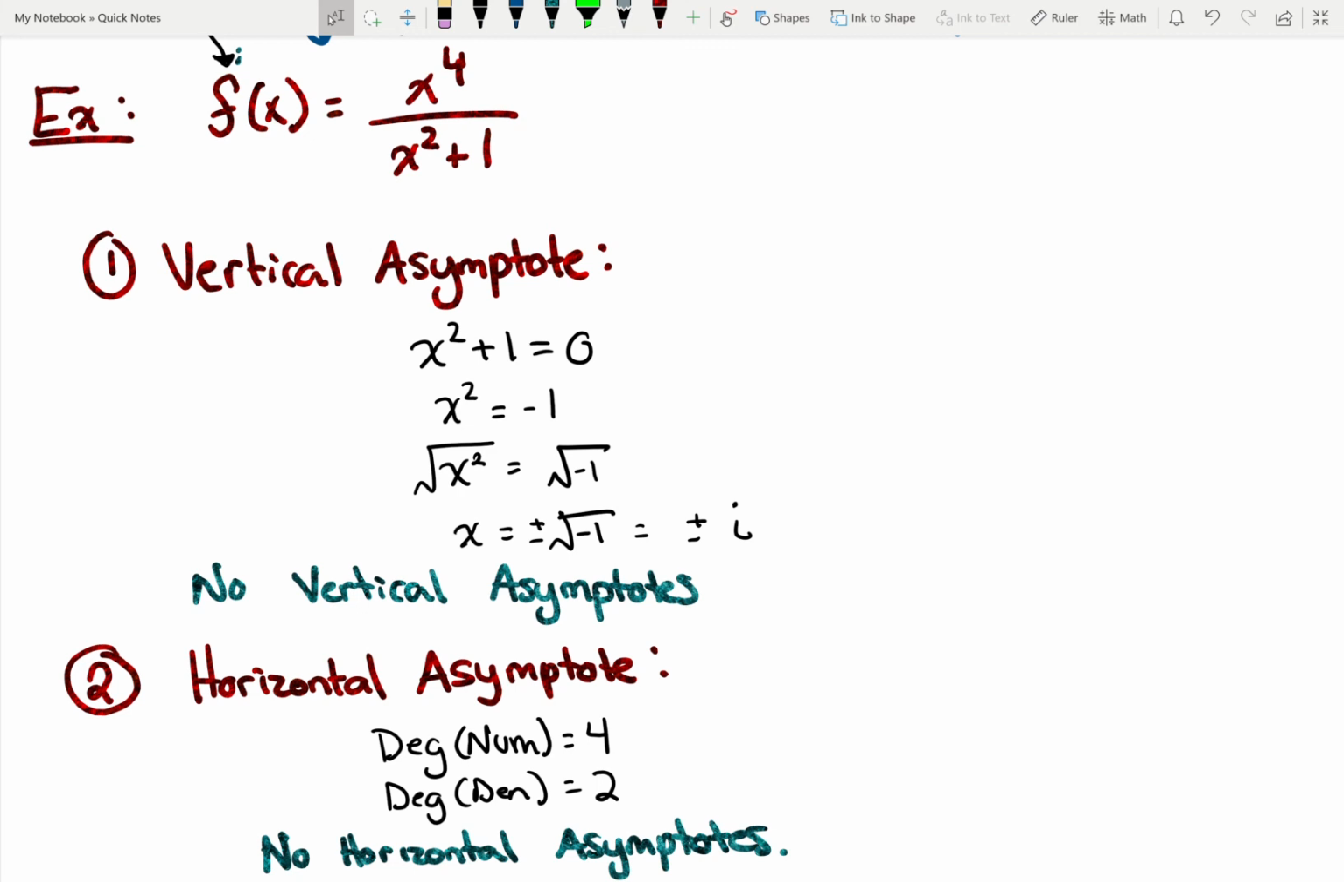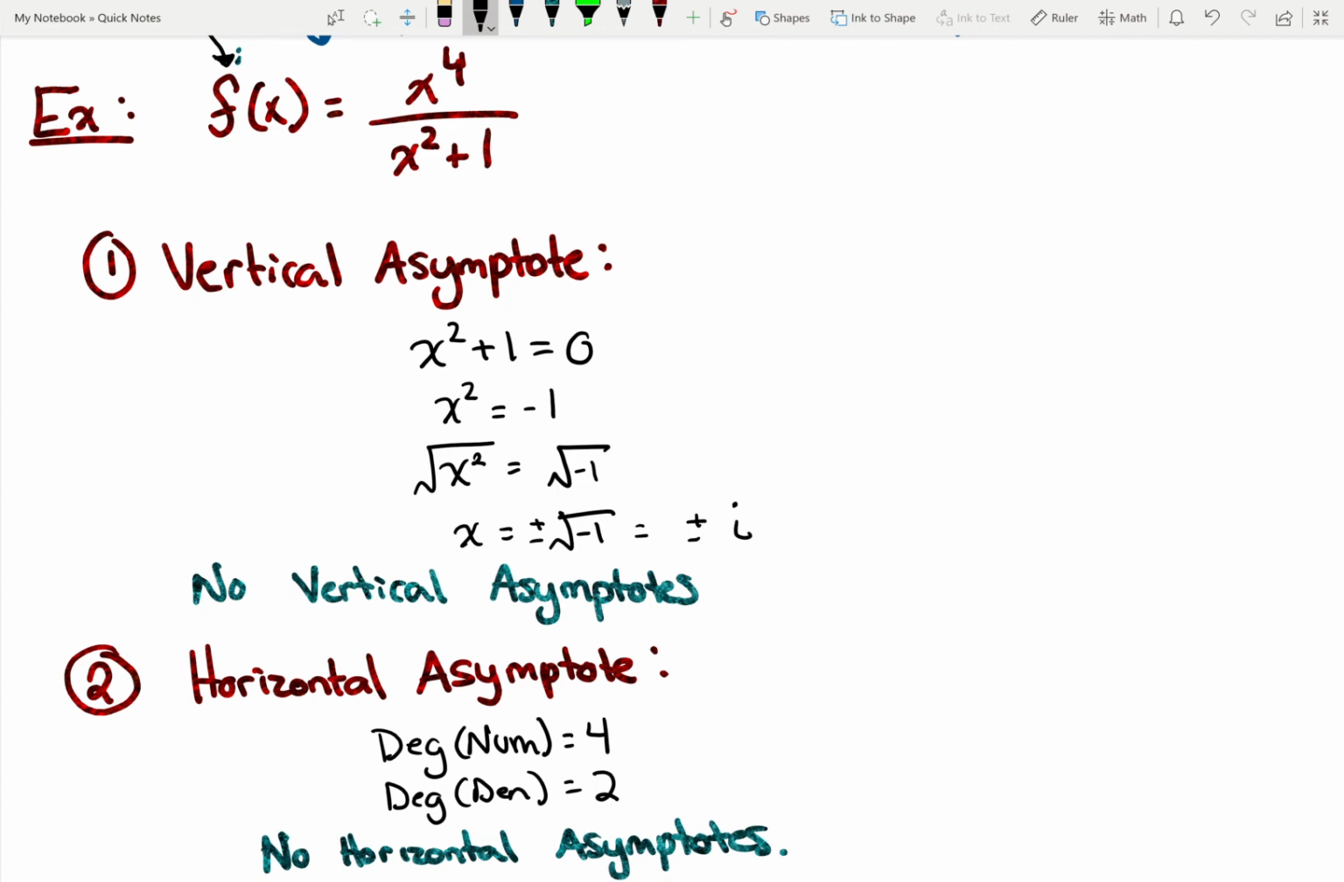All right, guys, we're back, and we're going to do two more examples of graphing rational functions. This time we're looking at this guy right here, x to the fourth divided by x squared plus 1. Again, we're going to follow the same procedure where we go down the list of those four things that we got to hit. The first one is going to be the vertical asymptote.